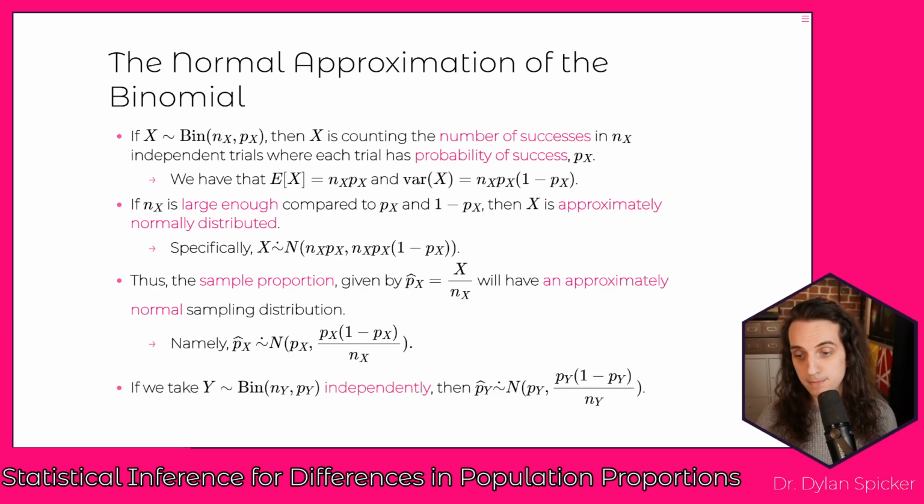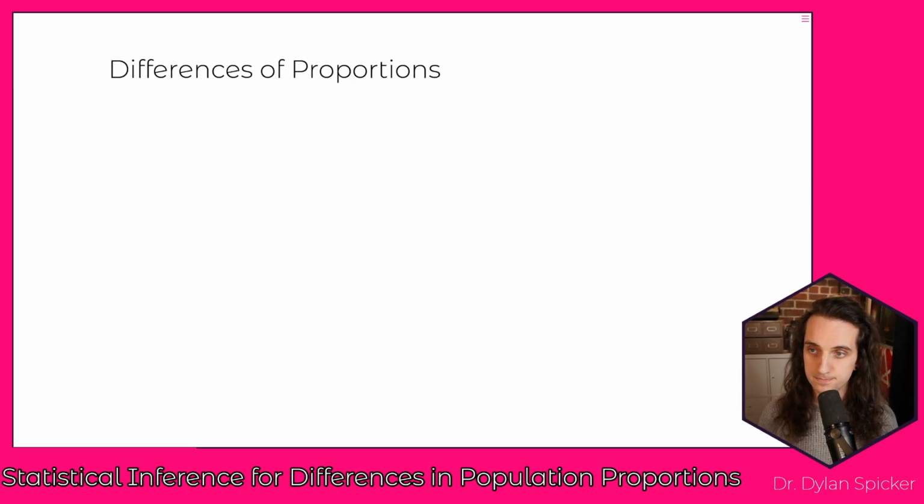Now, if we assume that independently we also have y that's coming from a binomial with ny and py, then we can use the same argument to come to the fact that the sample proportion for y is going to be approximately normal with a mean of py and a variance of py times 1 minus py over ny. Right? So we have a normal sampling distribution for both sample proportions. So what if we wanted to compare the proportions? We want to take a difference of these proportions.